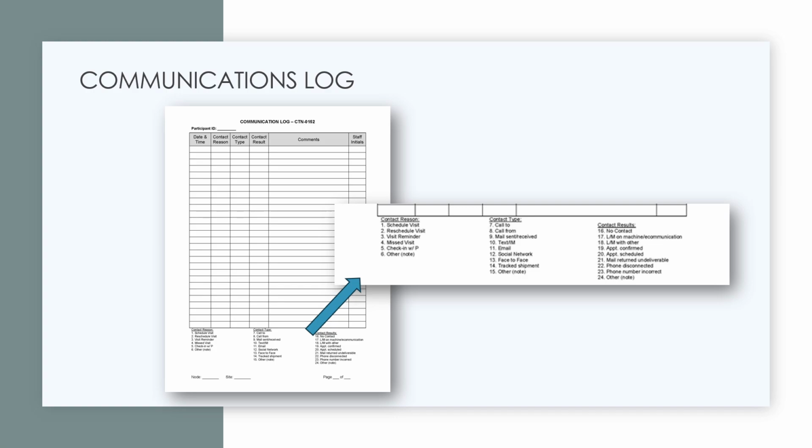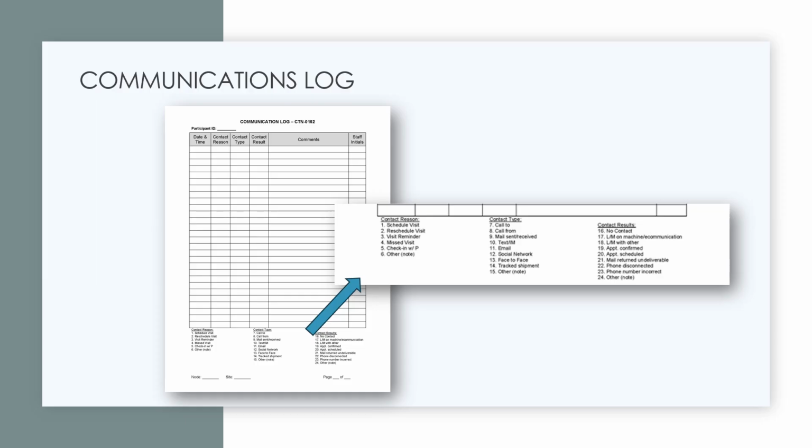Only codes 1 through 6 should be entered into the second column. The third column is to code the type of contact: phone, email, mail, social media, etc. Again, the code list for this appears at the bottom of the page, and only codes 7 through 15 should be used in the third column. Next is the contact result column, which utilizes codes 16 through 24 to indicate the outcome of the contact or contact attempt. A comments column is available to specify codes 6, 15, and 24 as needed.